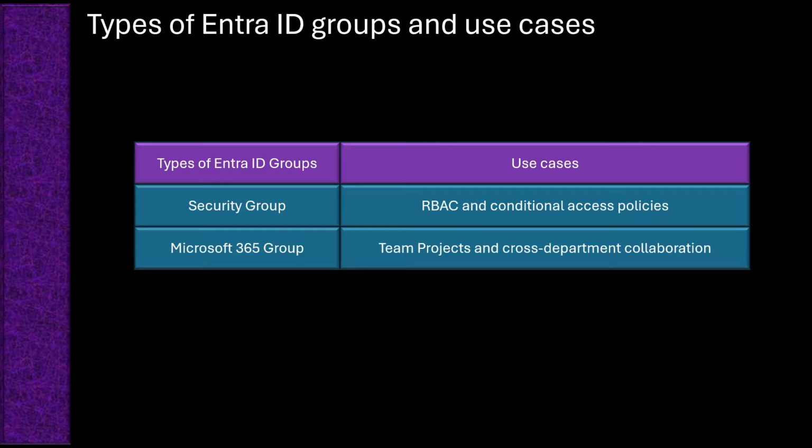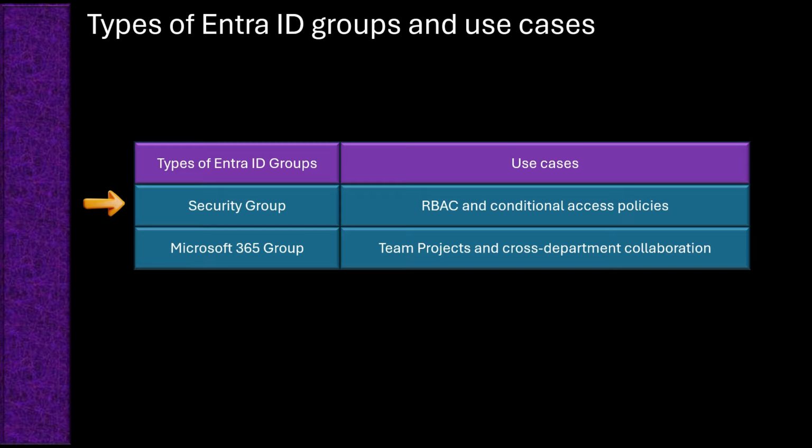In Entra ID, groups are essential for managing users, permissions, and access to resources in an organized and scalable way. There are two types of groups: security groups and Microsoft 365 groups. Let's break down what each group type does, how they differ, and when to use them.